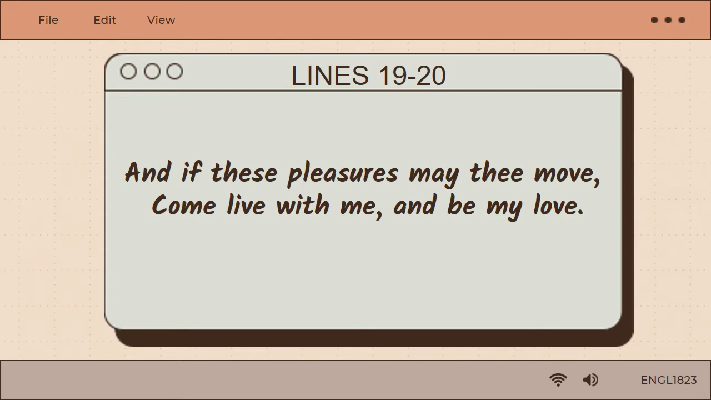And for lines 19 and 20: if these pleasures may thee move, come live with me and be my love. Line 19 tells the speaker's love that if the awesome things described in the poem so far move, or win you over, then you should follow the instructions in line 20 and hightail it to the countryside.